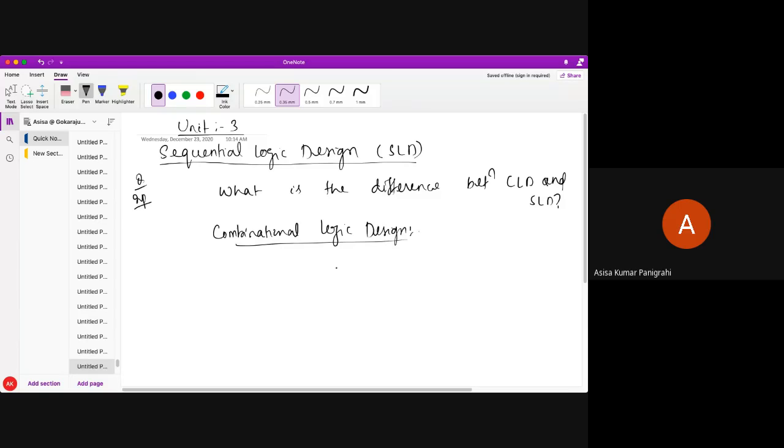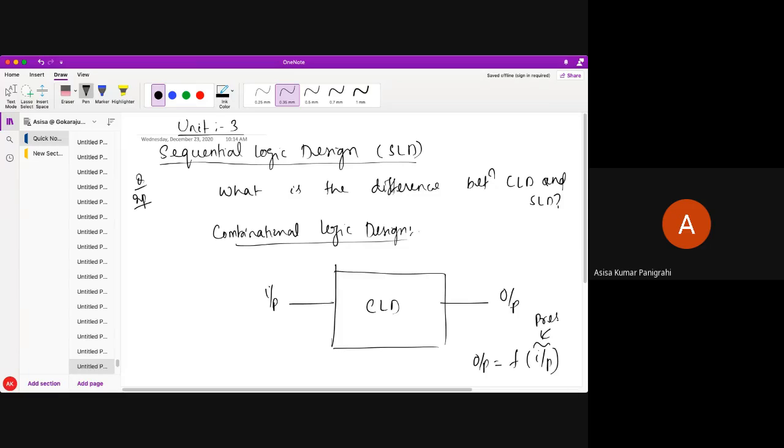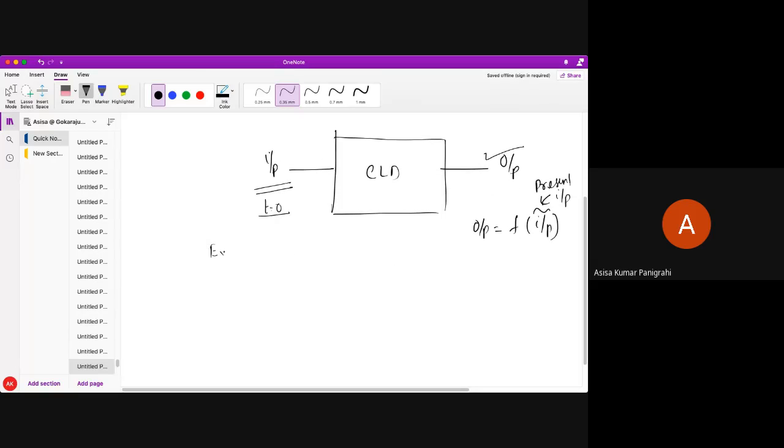The output of the circuit only depends upon the present input. If the present input gets changed, the output also gets changed. So output is a function of present input. It doesn't depend upon the past output or past input or whatever may be. If the input at the present time, t equals 0, changes, then obviously it will be reflected at the output. So what are the examples of this combinational logic design?